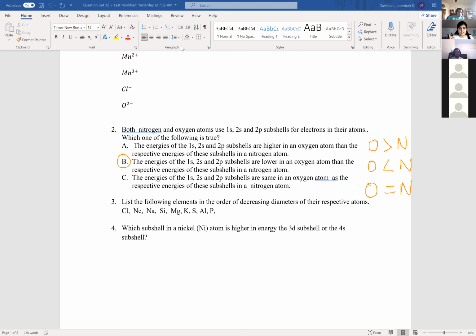The answer is B. And the answer is B because, let's see here, look real quick. Respective subshell energy. Since oxygen has a quote unquote more complete subshell than nitrogen, it requires less energy in order to maintain it. Because nitrogen is quote unquote less stable than oxygen, since it has less filled. Because remember, orbital shells prefer to be either half filled or completely filled.